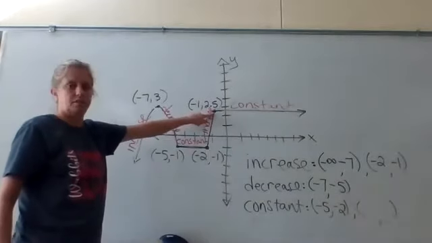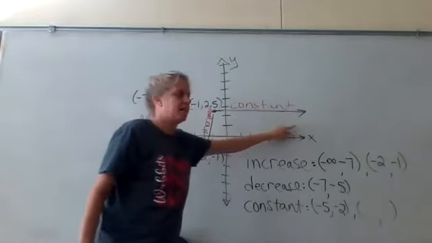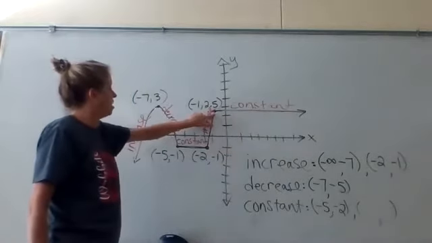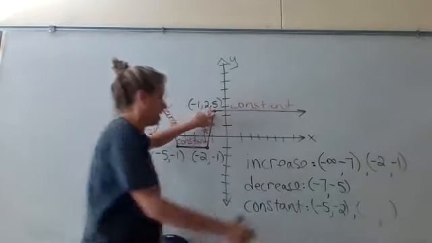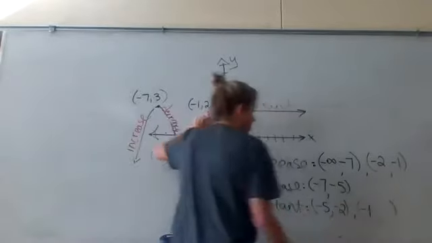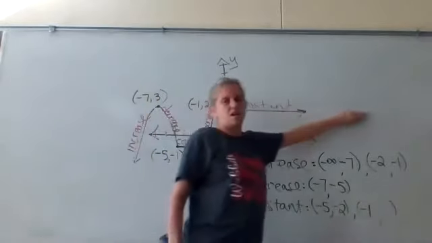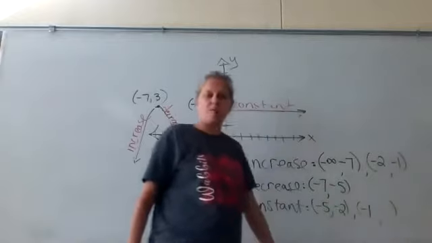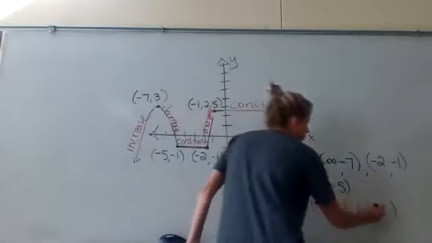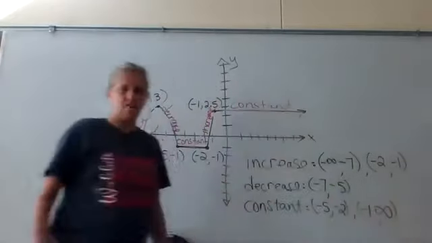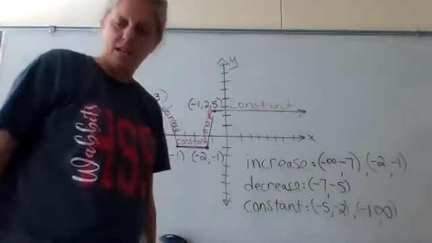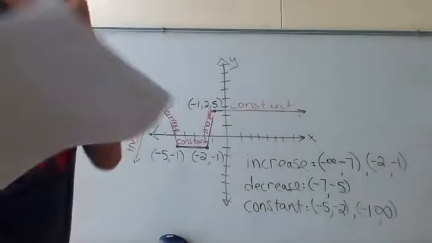Then it goes up. But then it starts being constant again. So where does it start being constant? This one's x-coordinate is -1. And then it's constant forever going to the right. What does that mean? It's constant all the way to infinity. From -1 to infinity.